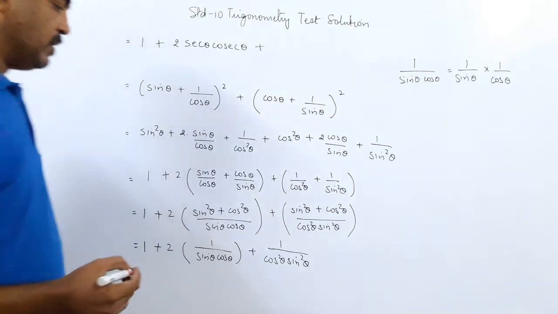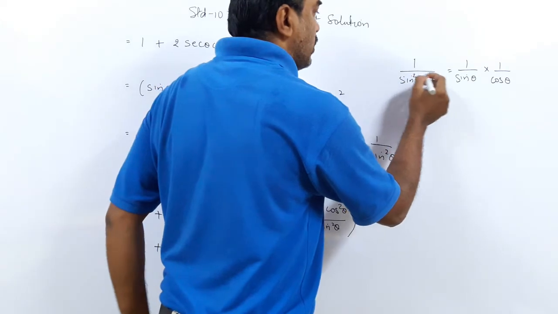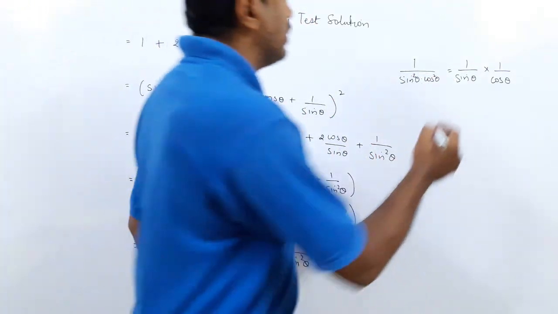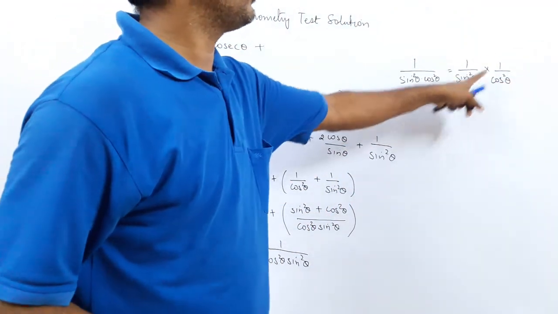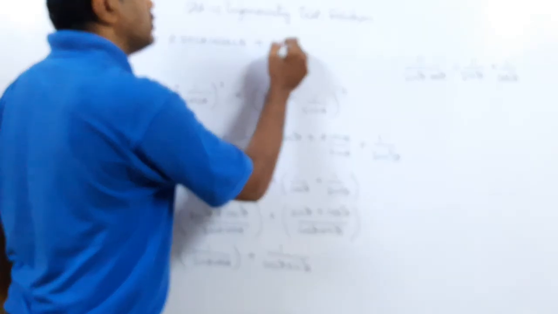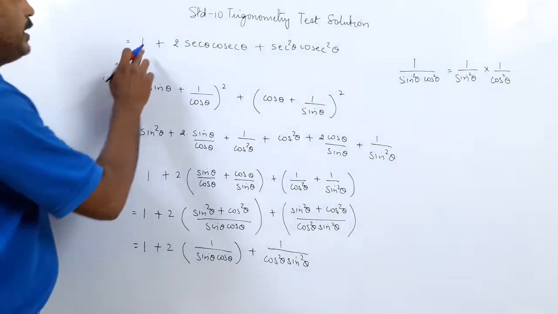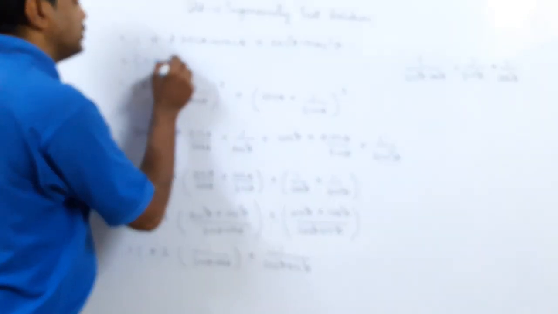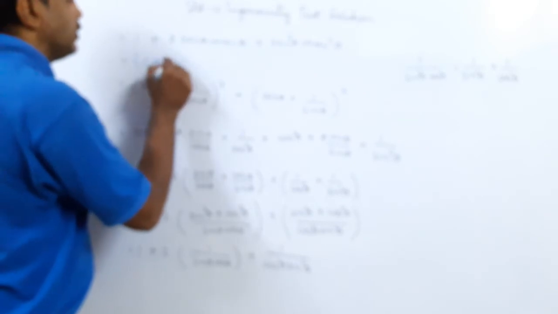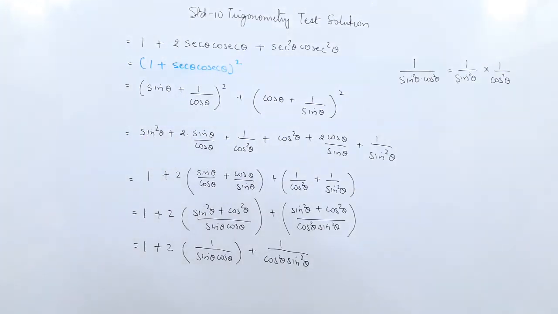This we got. Plus the same way 1 upon sin square theta into cos square theta can be written as 1 upon sin square theta into 1 upon cos square theta. So this is, what is 1 upon sin square? Cosec square. This is sec square. So it can be written sec square theta cosec square theta. So what did you get now? A square plus 2ab plus b square equal to a plus b the whole square. So the sum is proved.